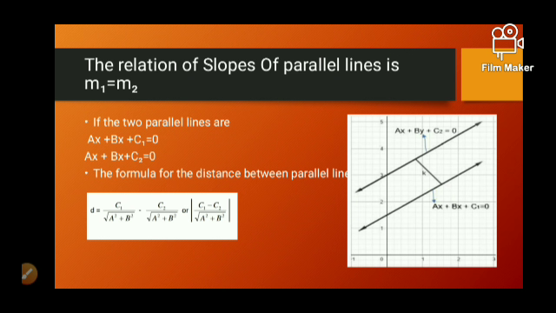If the two parallel lines are ax plus by plus c sub 1 equals 0 and ax plus by plus c sub 2 equals 0, the formula for the distance between parallel lines is: distance equals c sub 1 over square root of a squared plus b squared minus c sub 2 over square root of a squared plus b squared, or the absolute value of c sub 1 minus c sub 2 over square root of a squared plus b squared.